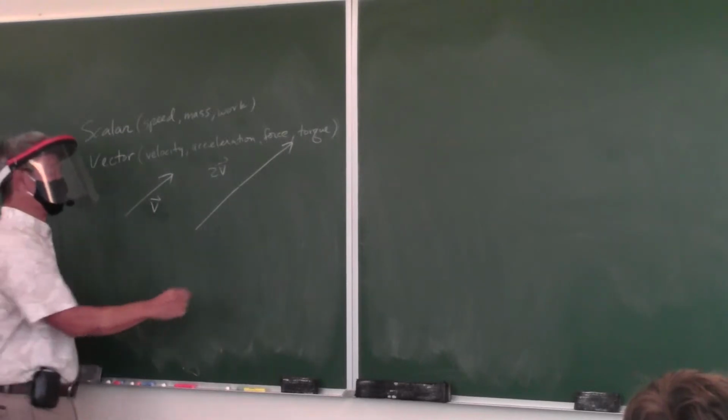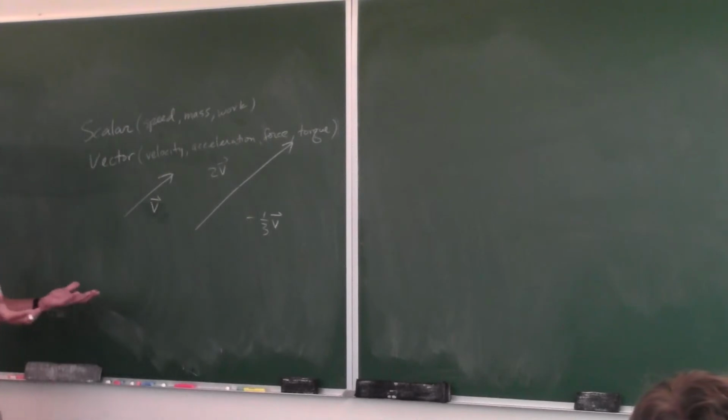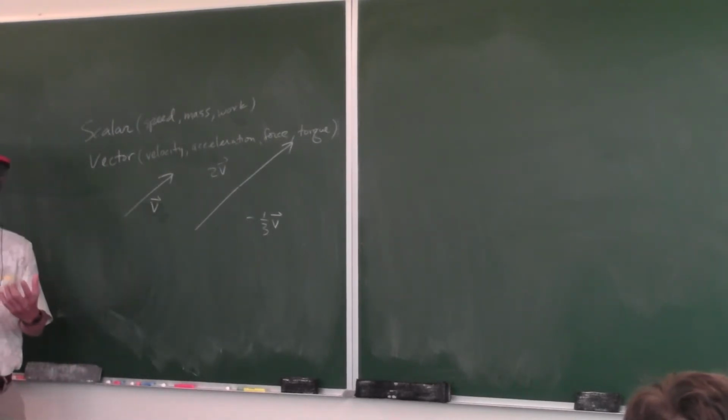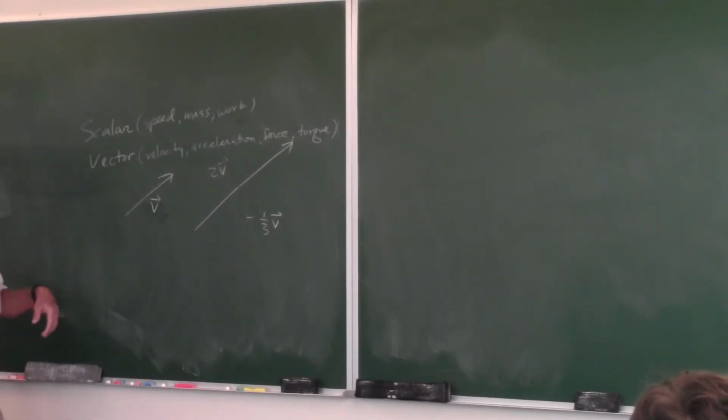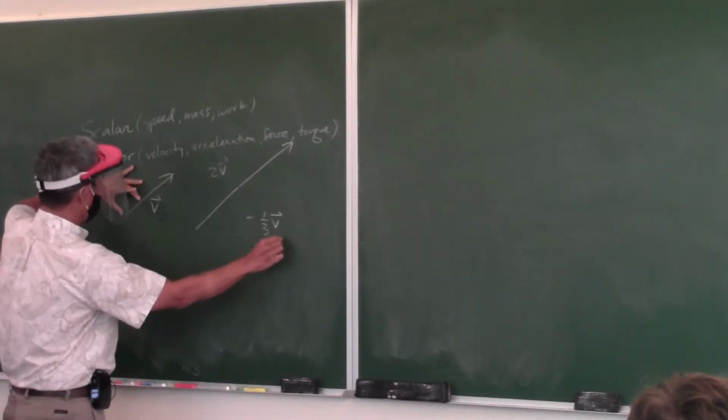How would you draw negative 1/3 vector v? I mean, if you just had to take a guess. Make it 1/3 as long, point in the opposite direction. So, if this is vector v, 1/3 would be about that, and then it's got to point in the opposite direction, so something like this.